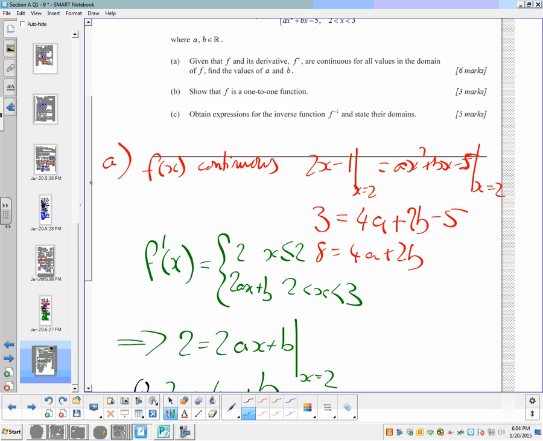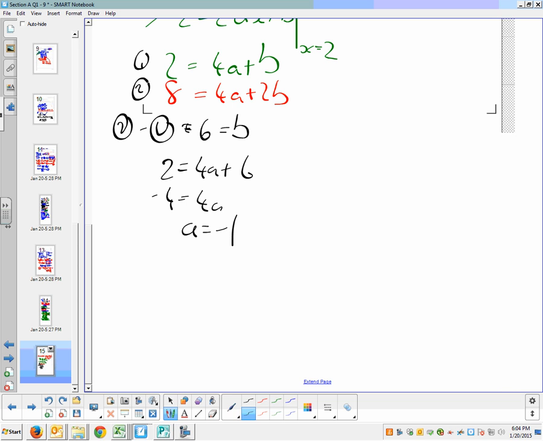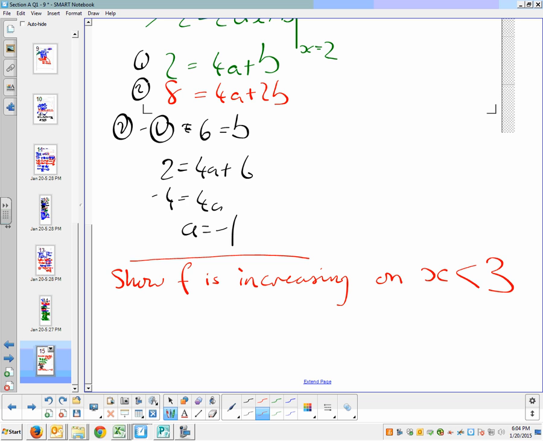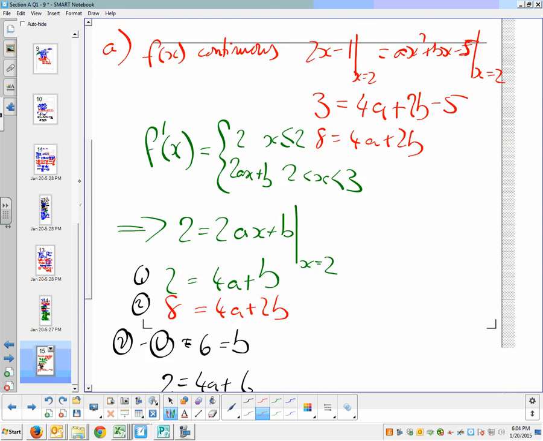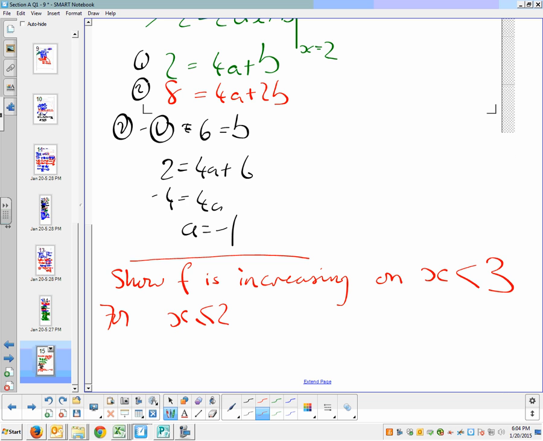Show that f is a one-to-one function. The easiest way to do that is to show that f is increasing on x is less than 3. So for x less than or equal to 2, f dashed of x, we already worked out, is 2, which is greater than 0, which implies f is increasing.